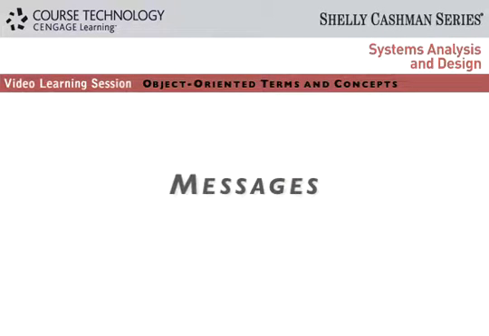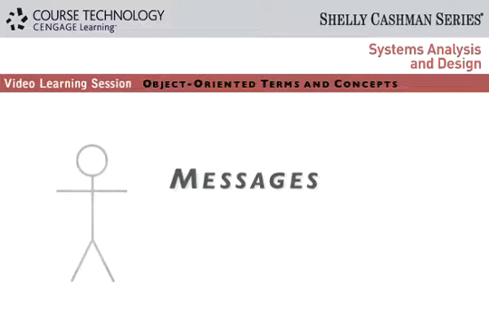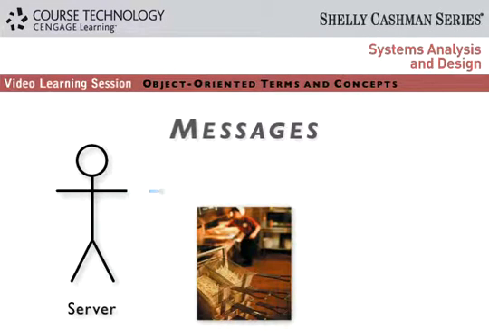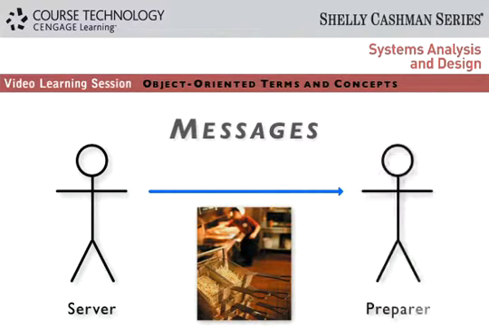Messages are commands that tell an object to perform a specific method or task. When certain events occur, an object can send a message to another object, requesting a certain action. For example, a server object at a fast food restaurant might send a message to a preparer object that causes the more fries method to be performed.